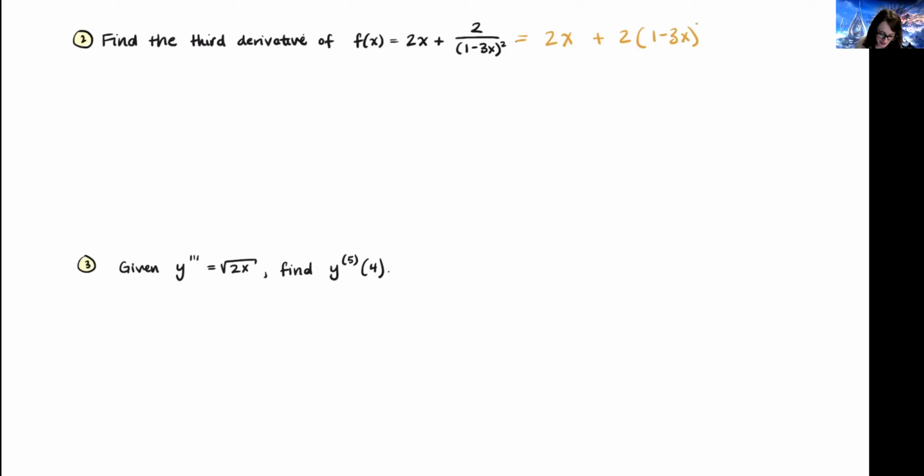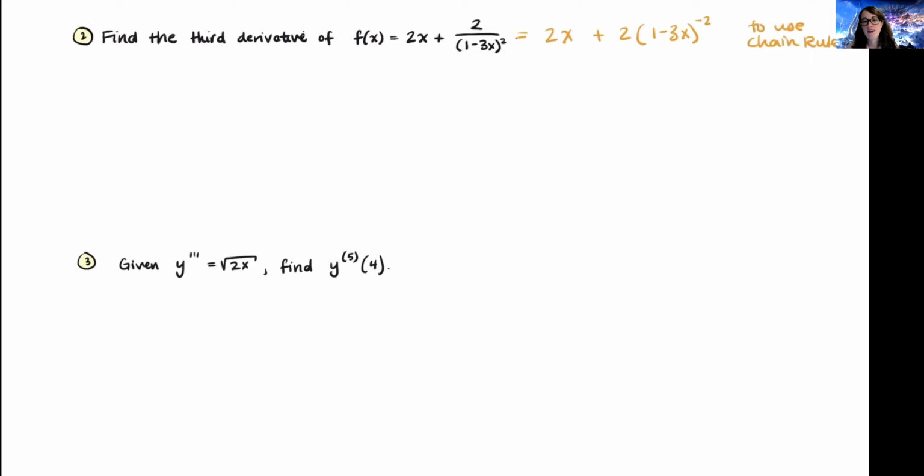So now what we can do is we can use the chain rule instead of the quotient rule. Okay, so to find the first derivative, we will differentiate 2x. That gives us 2. Then we will differentiate 2 times 1 minus 3x to the negative 2 power. Okay, so we're going to bring the negative 2 down and multiply by the positive 2 here.